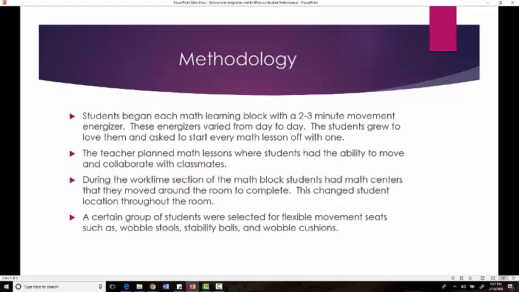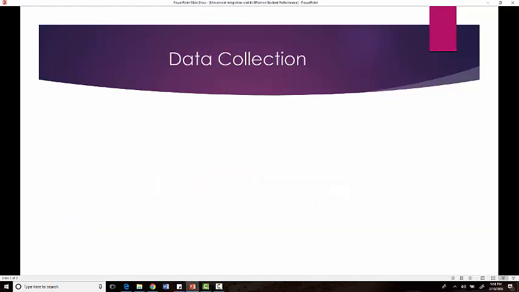As well as all of those, a certain group of students were selected by me for flexible movement seats. Some examples were wobble stools that I received, stability balls, and wobble cushions. That was their flexible seating, which allowed them to fidget and move freely as they were sitting down during the lessons. So next I'm going to discuss data collection.